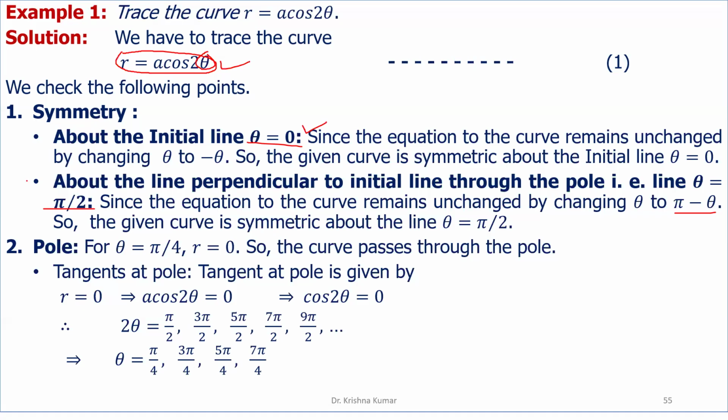We won't take 9 pi by 4 because sine and cosine are periodic functions of period 2 pi. So 9 pi by 4 is nothing but 2 pi plus pi by 4, which will repeat the first one. So we have only four tangents at the pole: theta equal to pi by 4, 3 pi by 4, 5 pi by 4, and 7 pi by 4.